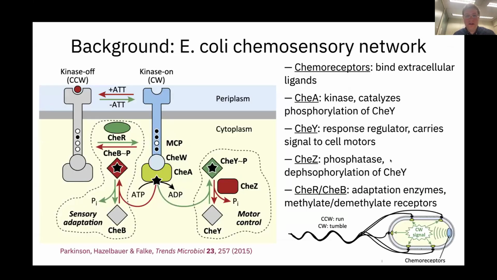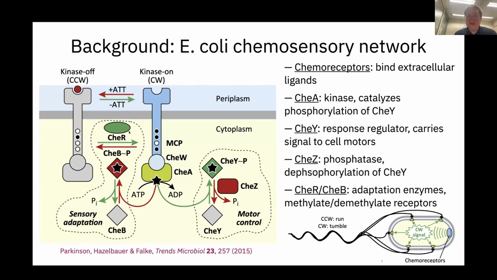more nutrients. And underlying this binary decision between running and tumbling is a simple biochemical signaling network. So here's roughly how it works. There's receptors on the cell surface that can bind to various extracellular ligands, and binding induces a conformational change that modifies the activity of a kinase CheA, which is responsible for phosphorylating CheY, which is a messenger protein that carries this message to the cell motors and modulates this run and tumble swimming behavior. So this is a simple input-output signaling circuit that propagates the external signal to an intracellular carrier.